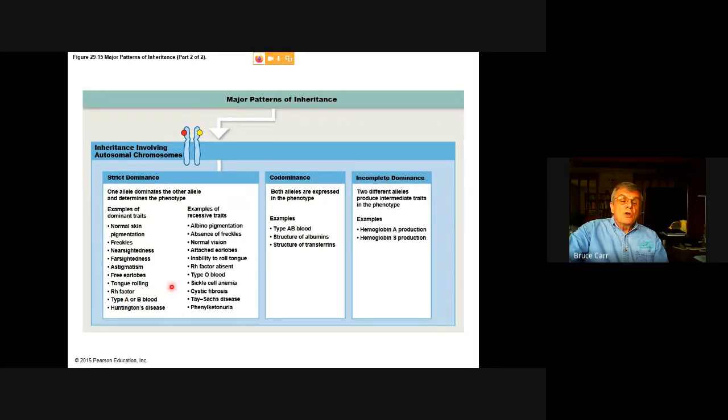Type A is dominant to type O, and type B is dominant to type O. Type O is recessive to both of those other alleles. Huntington's disease is a neural disease that is dominant. Cystic fibrosis, Tay-Sachs, and phenylketonuria are examples of inborn errors of metabolism, genetic diseases that are recessive.